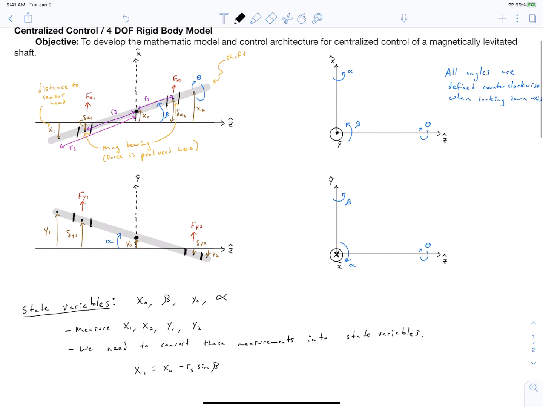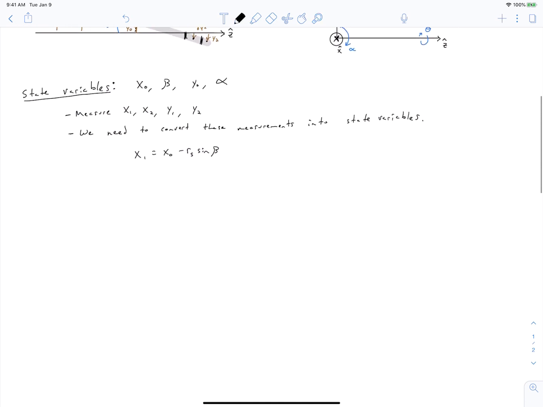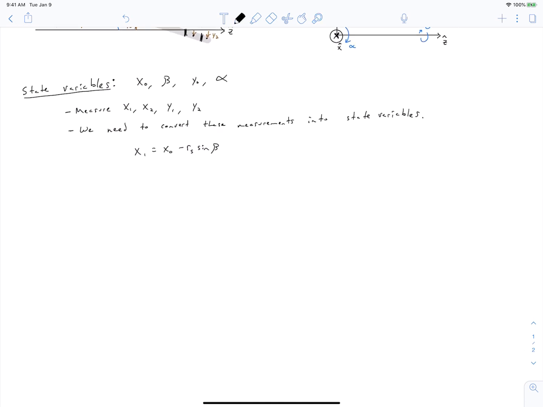And so we can see that x1 is going to be equal to x0 minus rs times sine of beta. We can just do trigonometry about this line that forms here, over here. And it gives us this expression. And if we use a small angle approximation, we can get this into a linear form. And we want this in a linear form because we're doing linear control. And we can do a similar thing for x2. And so finally we can write out an expression for x0 and beta.